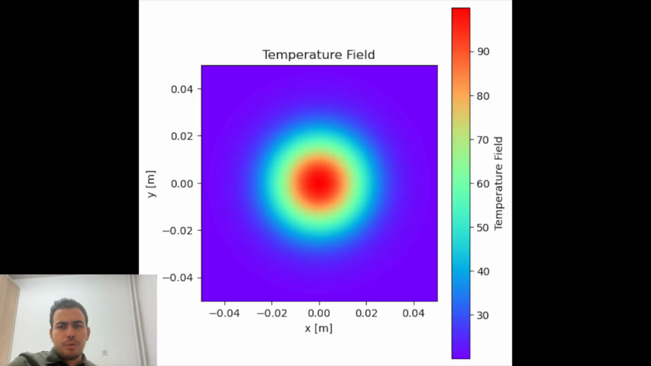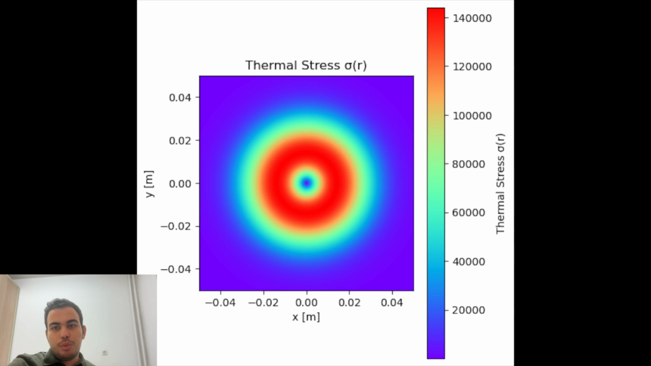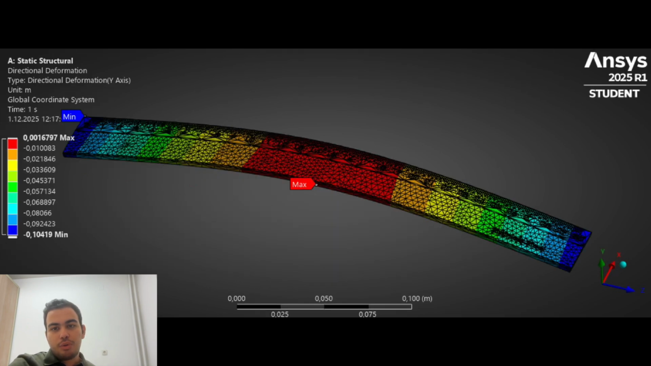To support the experimental observations, numerical simulations were conducted using Python and ANSYS. The simulated stress and fringe distribution showed strong agreement with the experimental results for both thermal and mechanical loading cases, validating the applicability of the stress-optic law under the experimental conditions.